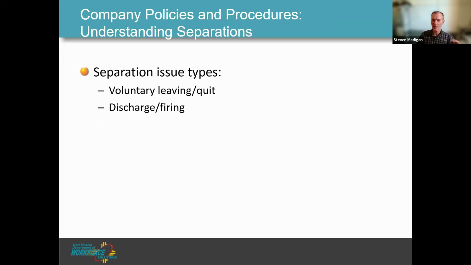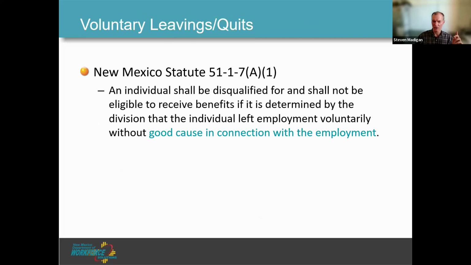We're going to go through the two main types of separations. So someone quitting or voluntarily leaving, or someone being fired or discharged. All right, so this is a section of the law that addresses quits. An individual shall be disqualified for and shall not be eligible to receive benefits if it is determined by the division that the individual left employment voluntarily without good cause in connection with the employment. So that's what we're looking at when we're making a determination on a quit.